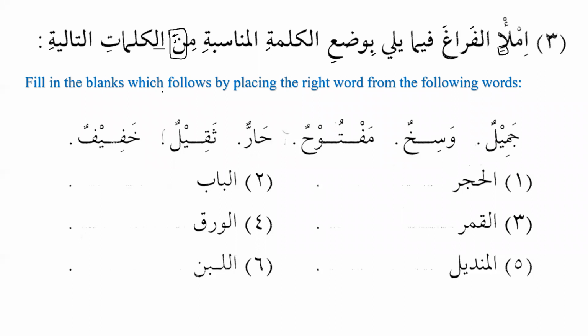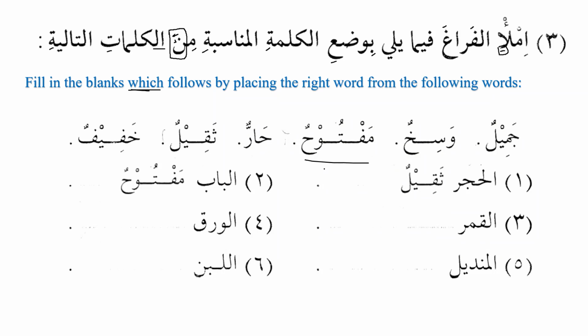Okay, so fill in the blanks with, which follows, by placing the right word from the following words. So we have here jamilun, beautiful, wasikhun, dirty, maftuhun, open, harrun, hot, thaqilun, heavy, khafifun, light. Okay, so al-hajaru, what do you think? What should we put over there? Al-hajaru. Excellent. Al-hajaru thaqilun. The stone or the rock is heavy. Al-babu, the door. Al-babu, excellent. Maftuhun, the door is open.